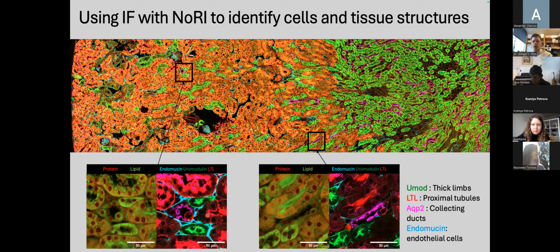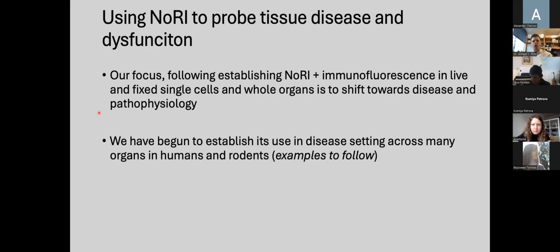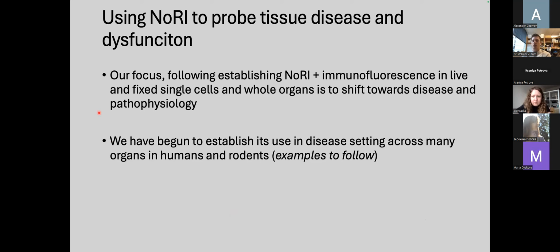But our next focus is using this tool, not just to show it works and to show we can look at tissues in nice, colorful ways. We want to really establish the combination of NoRI and immunofluorescence in organs to understand how disease or aging in that specific context is underpinned by changes in protein and lipid balance in cells, because there is no other tool that enables us to look at protein and lipid, as I've mentioned. So we want to establish new hallmarks of diseases and aging using this technique.